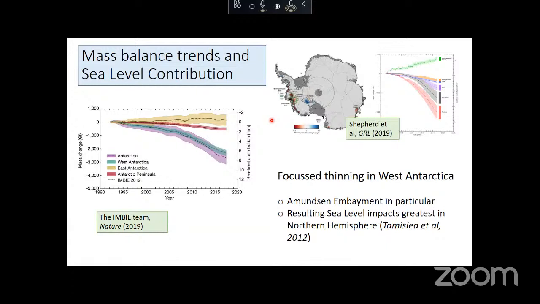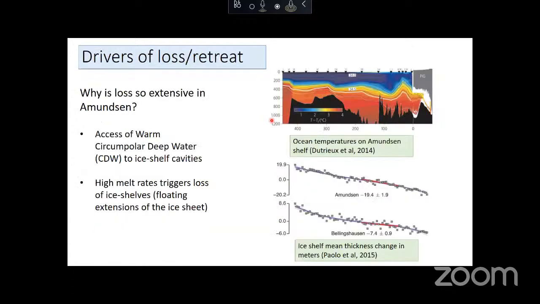But this is very relevant to us if we're worried about coastal erosion and other things that result from sea level rise. So why is this loss so extensive in the Amundsen? Well, it's largely because of the ocean. Around the perimeter of Antarctica, in the Antarctic Circumpolar Current, there are waters residing at depth that are warm enough to cause lots of melting to occur. Waters that are still cold, around 2 degrees Celsius, but that's 4 degrees above the melting point for most ocean waters.